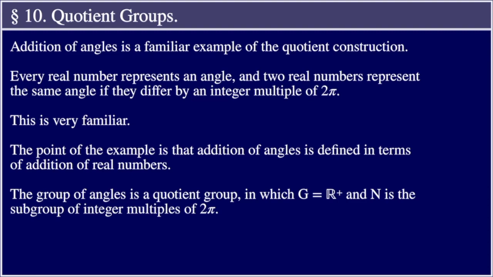Addition of angles is a familiar example of the quotient construction. Every real number represents an angle, and two real numbers represent the same angle if they differ by an integer multiple of 2π. This is very familiar. The point of the example is that addition of angles is defined in terms of addition of real numbers. The group of angles is a quotient group, in which G equals R+ and N is the subgroup of integer multiples of 2π.